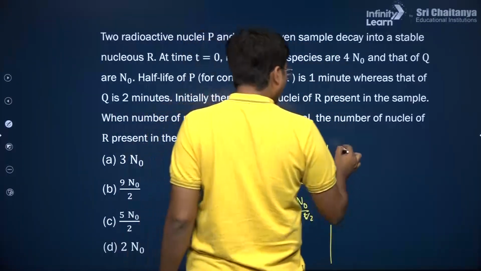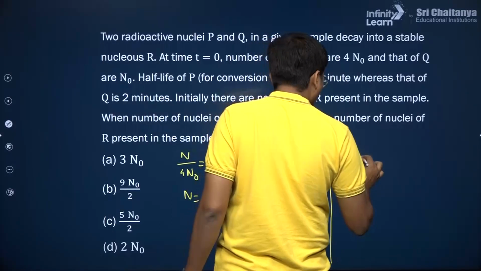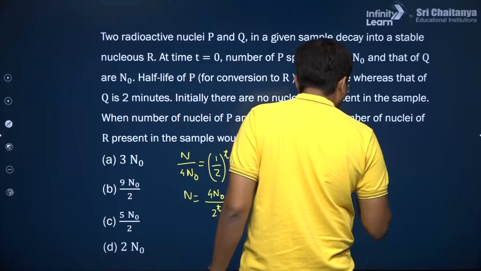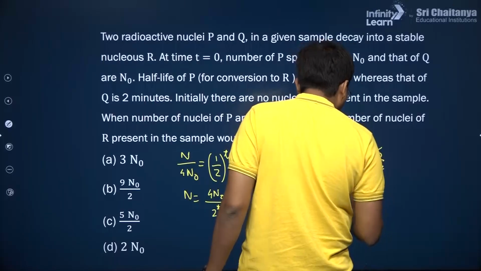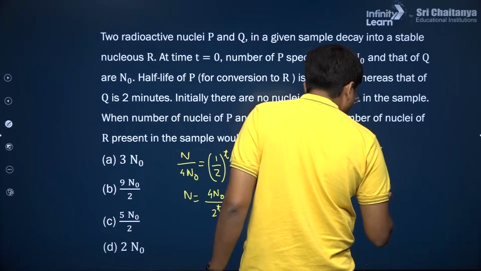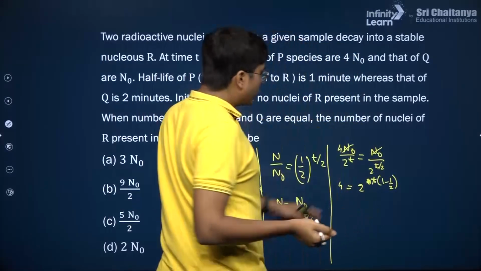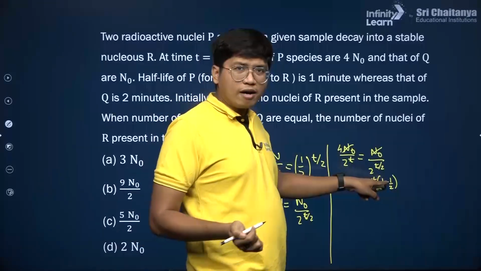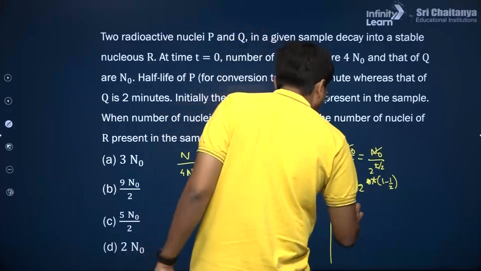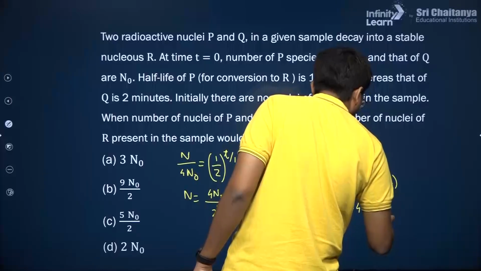If you equate, you get 4 n naught by 2 to the power t is equal to n naught by 2 to the power t by 2. Cancel out these n naughts. We have 4 is equal to 2 to the power t into 1 minus half. That gives t into half is equal to 2 to the power 2. So the t value will come as t equal to 4 minutes, right?